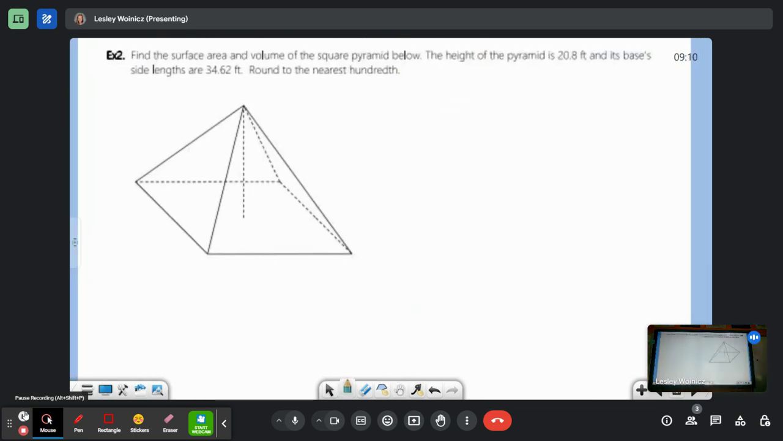All right, we have to find the surface area and volume for this cute little square pyramid below. They're telling us that the height of the pyramid is 20.8 feet. Let's put that on here. Okay, and the base's side lengths are 34.62. I agree. I'm not a fan. Okay, so what information do we need?